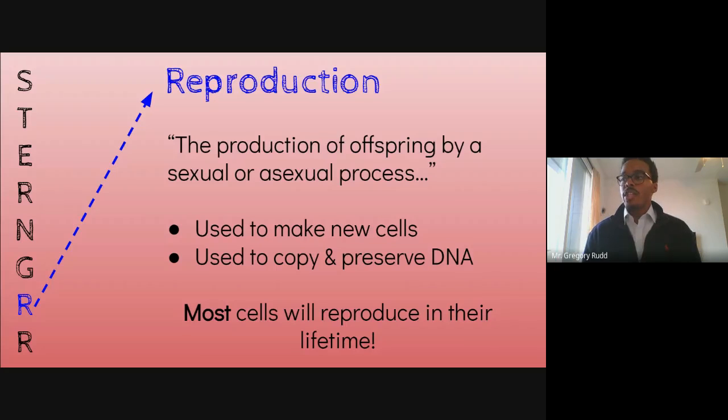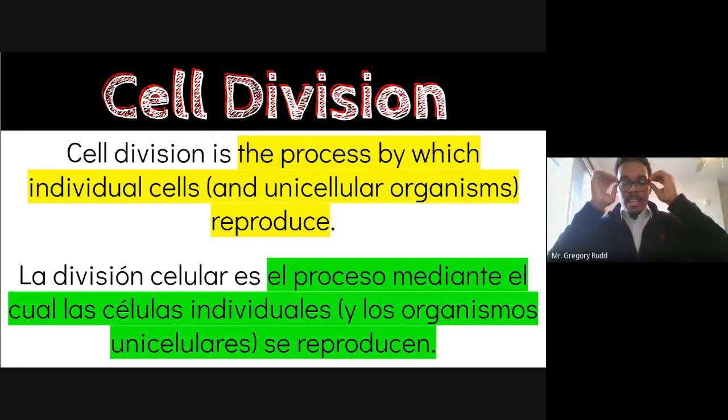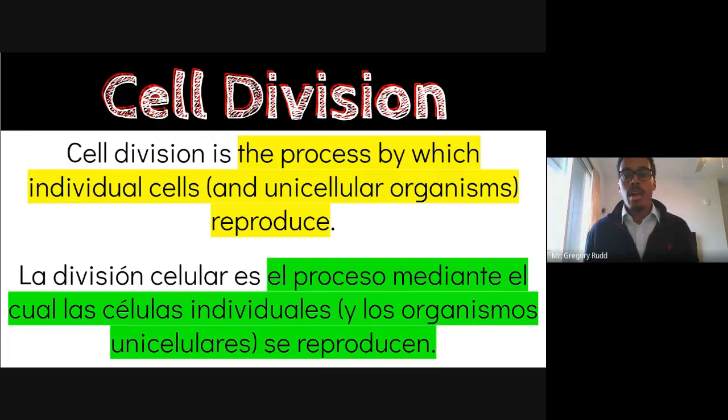But this process of reproduction is used to make new cells, and it's also used to copy and preserve DNA. Almost all cells, regardless of the organism in which they exist, will reproduce in their lifetime, including the cells that are in you. Cell division is another way of saying reproduction. Now, we've got some words that are highlighted in yellow here. Those are the words that I would like you all to write down. So cell division is the process by which individual cells reproduce.